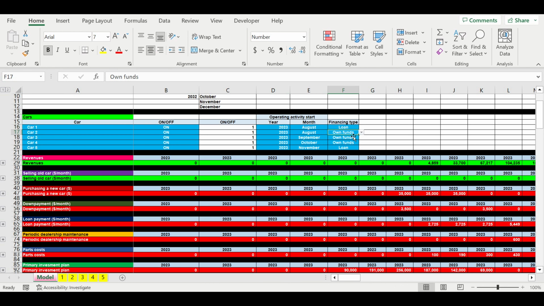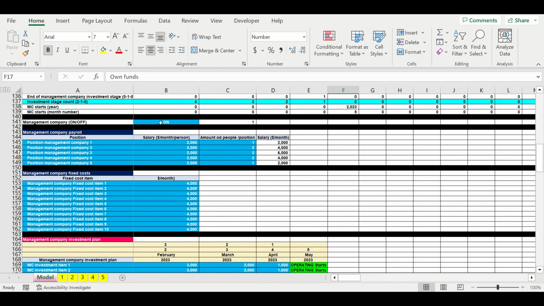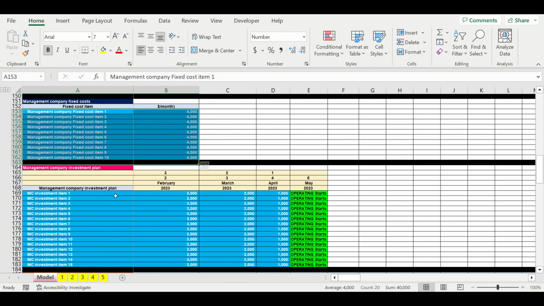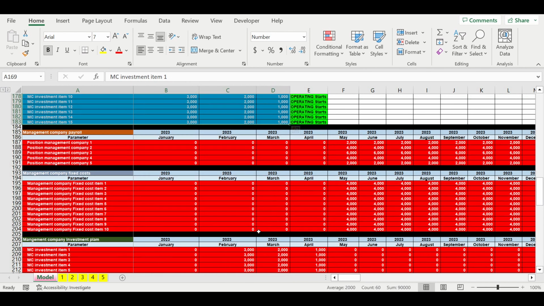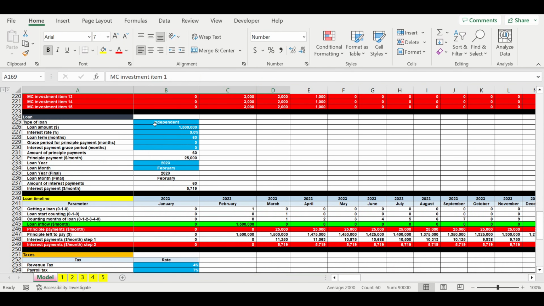Then we have a switcher for the management company. We can switch it on and off. This is the management company payroll. This is the management company fixed costs. This is the management company investment plan. This is the global loan for the business. We can look at it separately, or we can link this loan to the management company. So this is the amount of the loan, interest rate, term of the loan, grace period for principal payments and loan payments. This is the moment when we get this loan, if it is an independent loan.